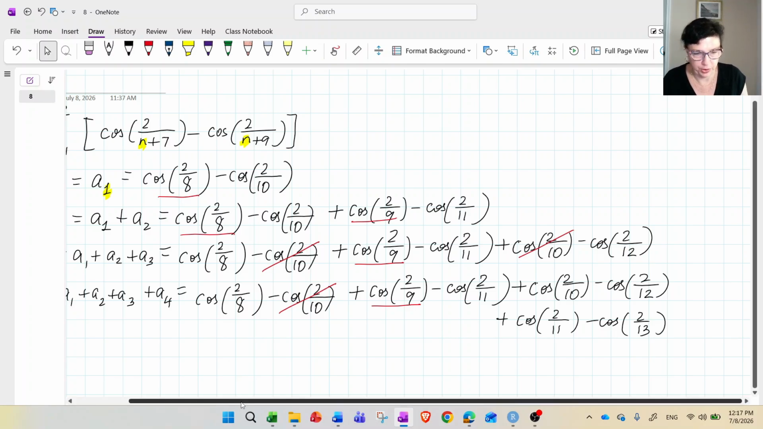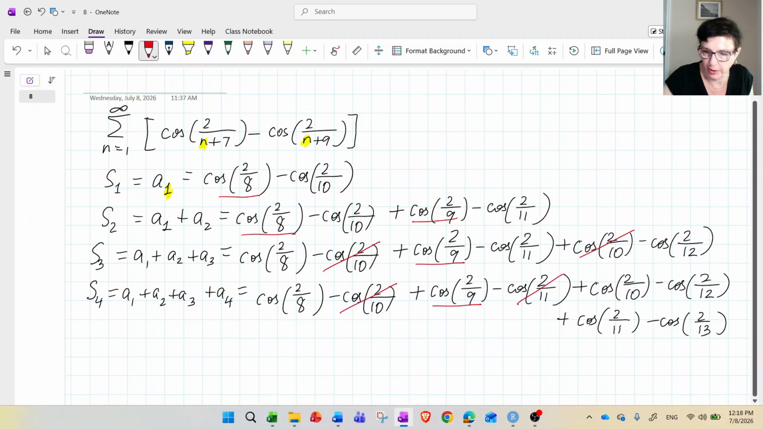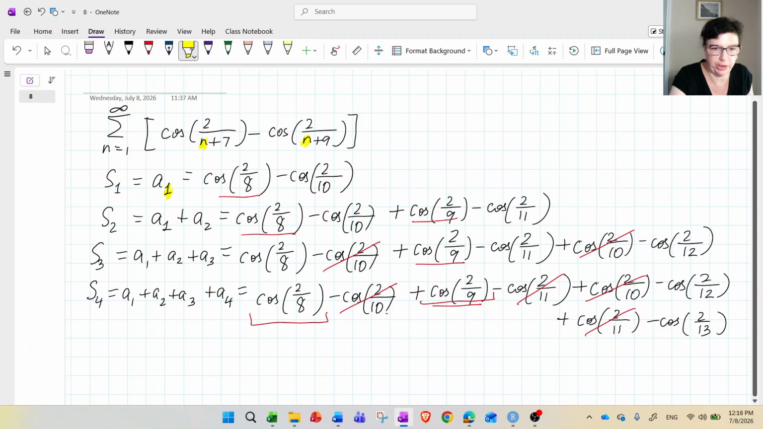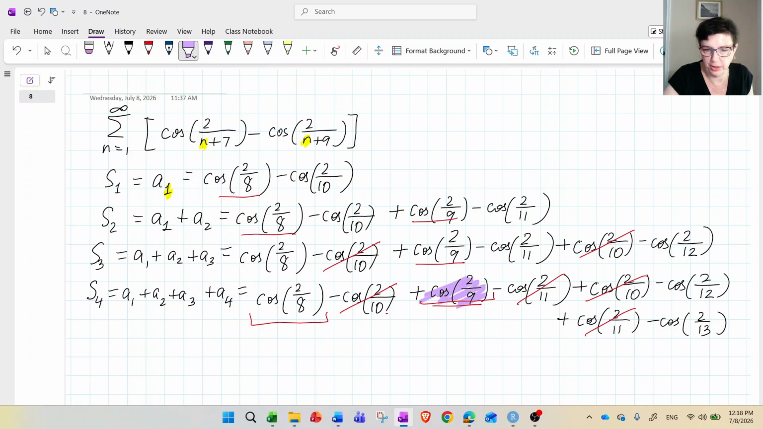So let's see what happens. First of all, cosine 2 over 11 will cancel with that one. But we still have 4 terms left. Let's see what happened. The 2 over 8 and 2 over 9, these two did not cancel. They keep repeating, right? That's just not going to cancel with anything. So these guys are not canceling. They were just there, but there are other 2 terms.